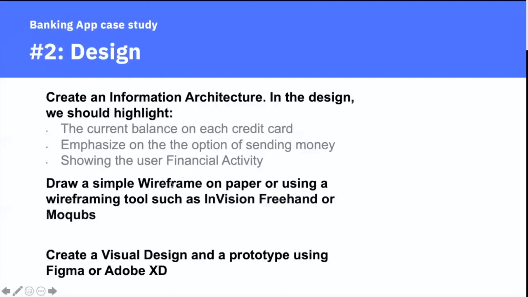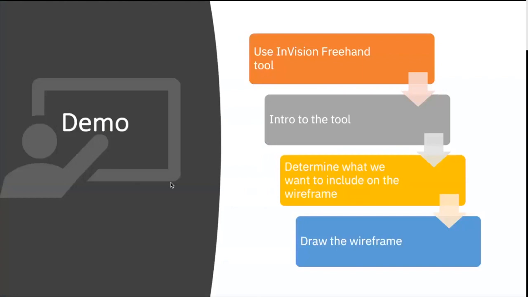Now I will quickly sketch a wireframe to show you how the wireframe process is done. Now I will jump to a demo. I will use the InVision Freehand tool. This is a tool for sketching simple wireframes. You don't have to use this tool. You can simply use a sheet of paper, pen and pencil. But for this demo, I will use this one to be clear for everyone.